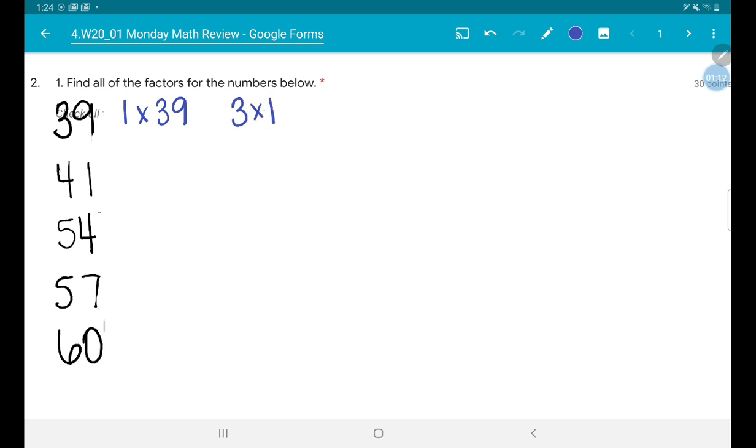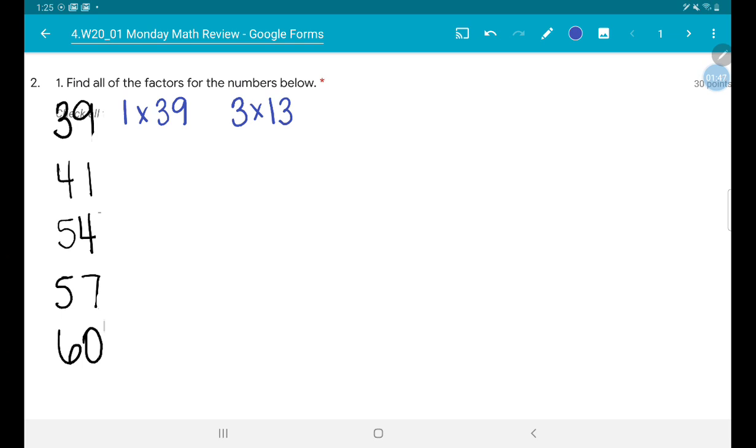3 times 13. I know 3 times 10 gets me 30, and then 3 times 3 gets me 9. So that would be 39. Is 4 going to be a factor? No, I know 4 times 10 is 40, so 39 can't be a factor. I can't multiply by a whole number. 5? No. It doesn't end in a 0 or 5. Exactly. 0 or 5 has to be the ones place number for it to be a factor of 5.